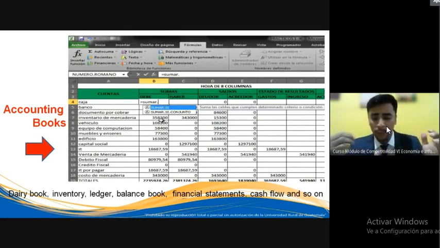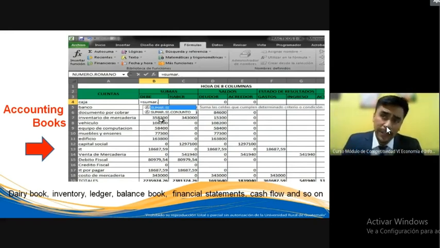What else? For example, we can work a cash flow. How is your cash? Are you earning money? Are you losing money? What are you doing with your money? You can design a cash flow. But mainly, you can take note, for example, about the financial statements.